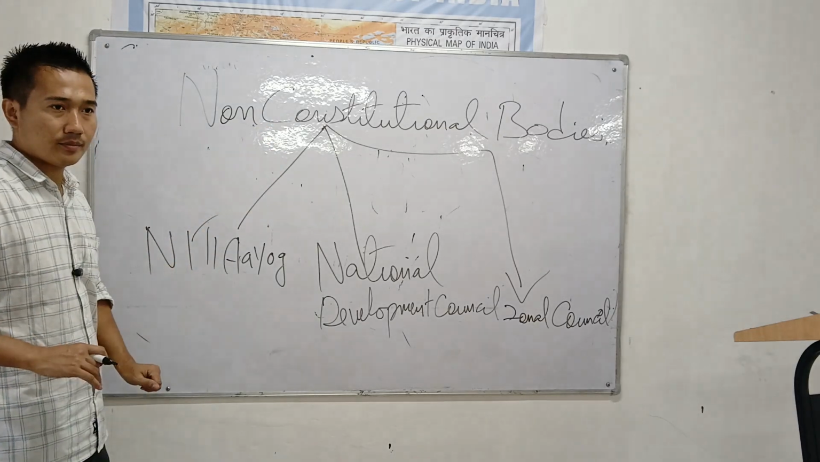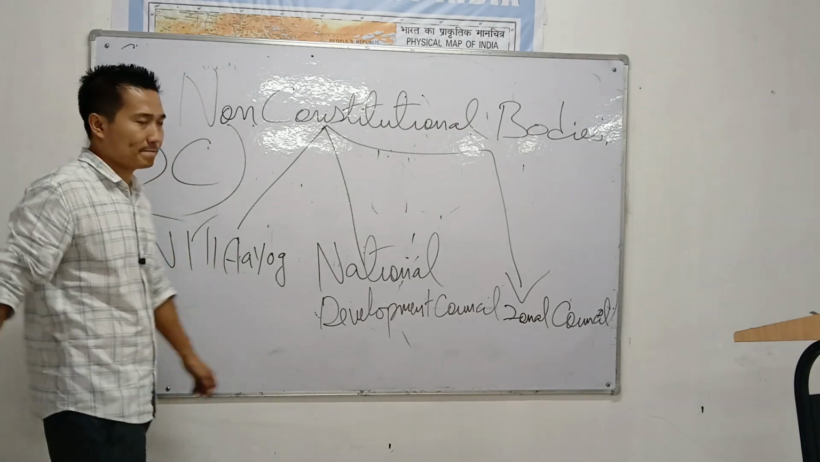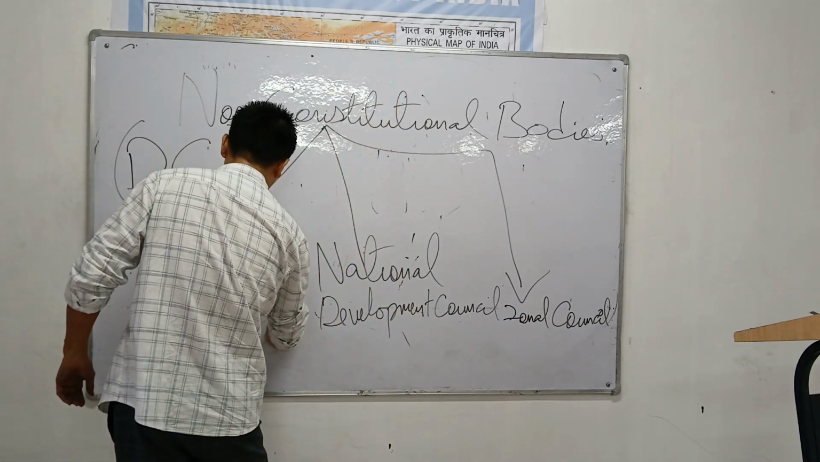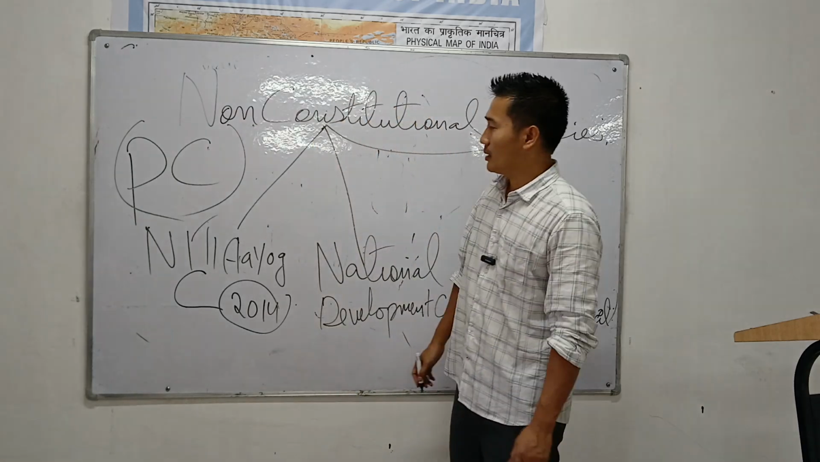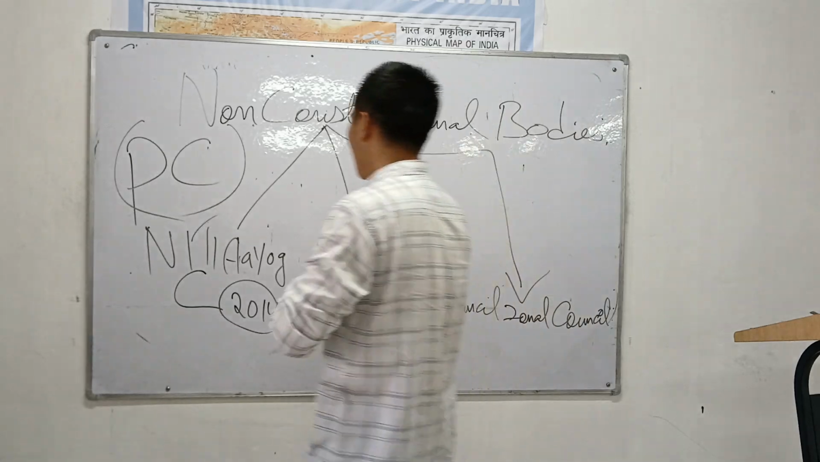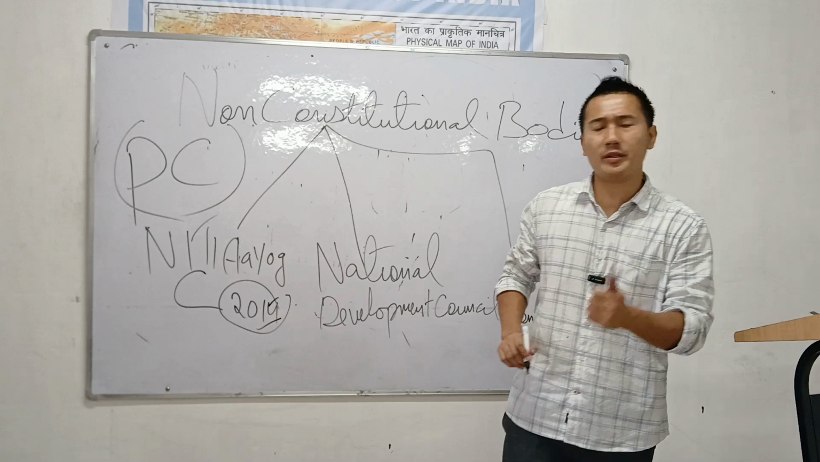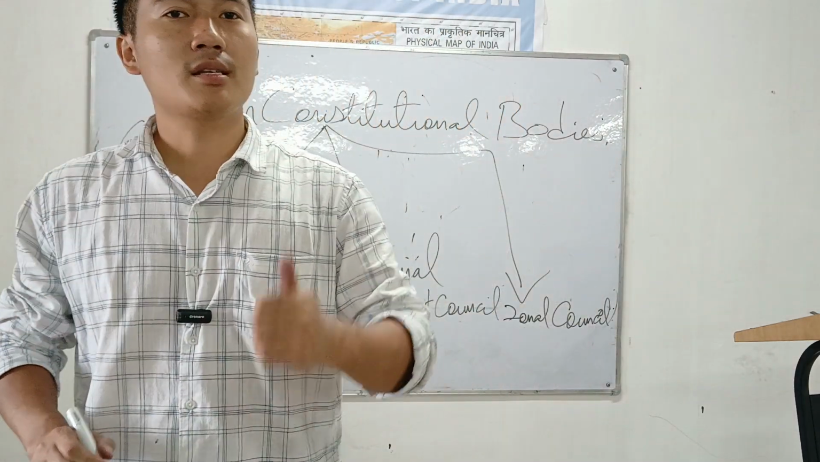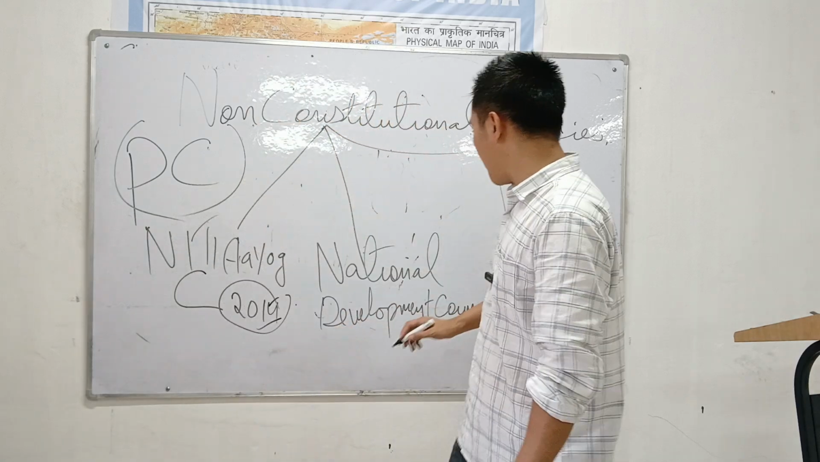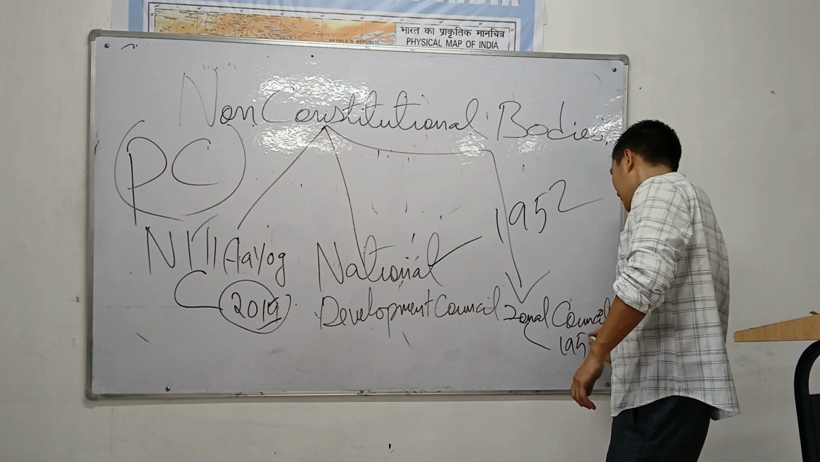NITI Aayog. NITI Aayog is the other name of Planning Commission. Please remember that. NITI Aayog replaced it; it was established by an act in the year 2014, but it came into being on 1st January 2015. Then the National Development Council, 1952, and Zonal Council, 1956.